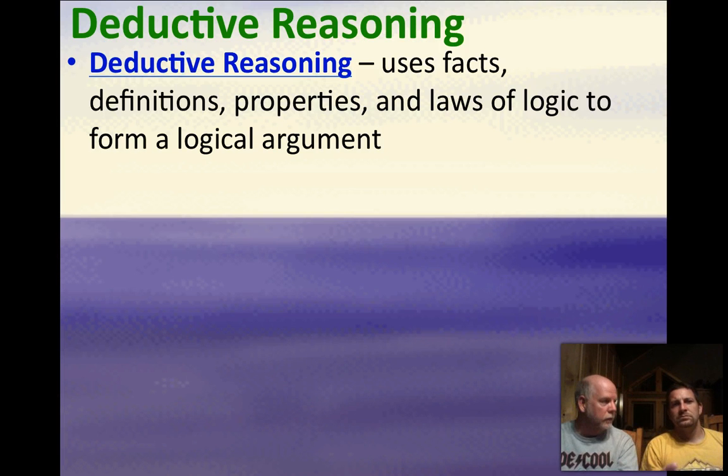And so we have inductive reasoning and deductive reasoning. Inductive reasoning is based on patterns. Once we see a pattern develop, we're going to guess what happens next. But deductive reasoning is based on this statement is true, therefore this statement is true, because of that, this statement is true, and we know that it has to be true. So deductive reasoning uses facts, definitions, properties, and laws of logic to form a logical argument.